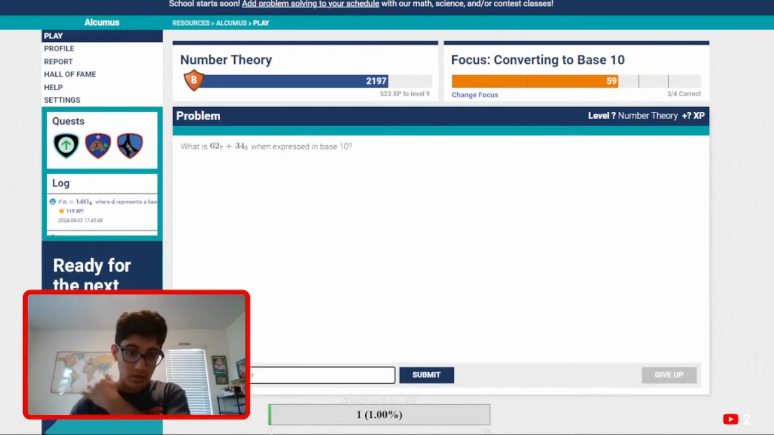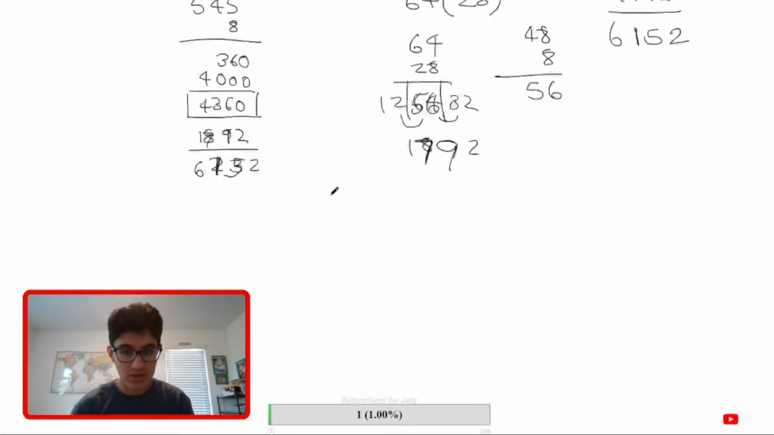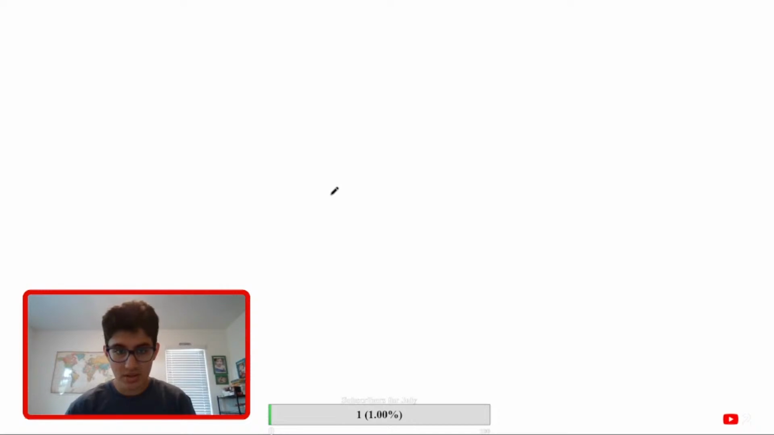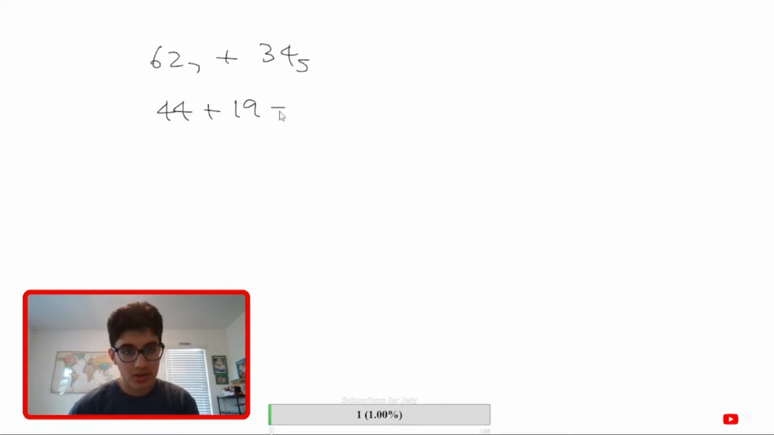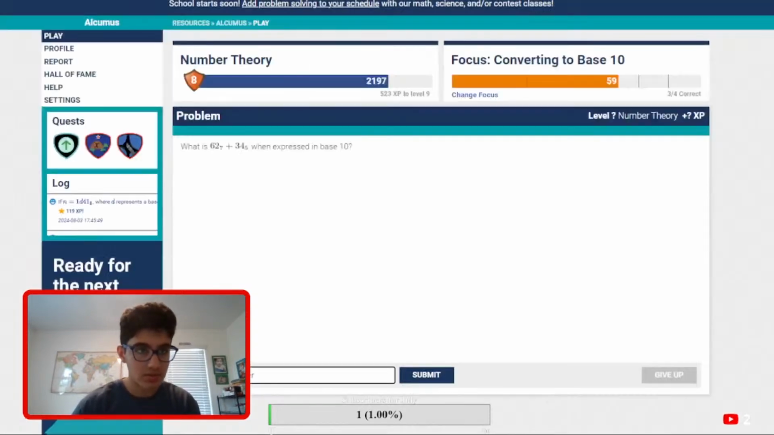Okay, finally. What is this when expressed in base terms? 62 base 7 plus 34 base 5. This one is a lot easier. 62 base 7 plus, what is it, 34 base 5? Yeah, 34. So this is just going to be 44 plus 19, which is 63. So that should be good.